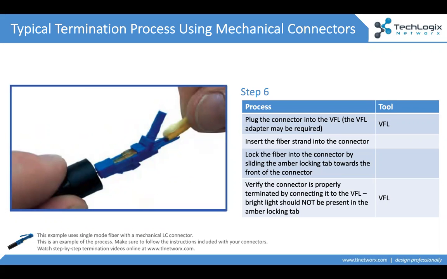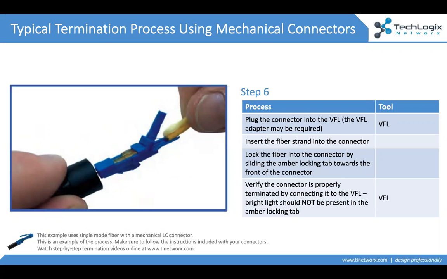What we do at this point, now that the strand has been cut to length, cleaned, and prepped, is slide it into our connector. A lot of these modern mechanical connectors have locks on them. In this example, and these are Techlogix connectors, by the way, you'll see the amber little tab on the top of the connector. When it's in the back position towards the fiber strand, it's open.